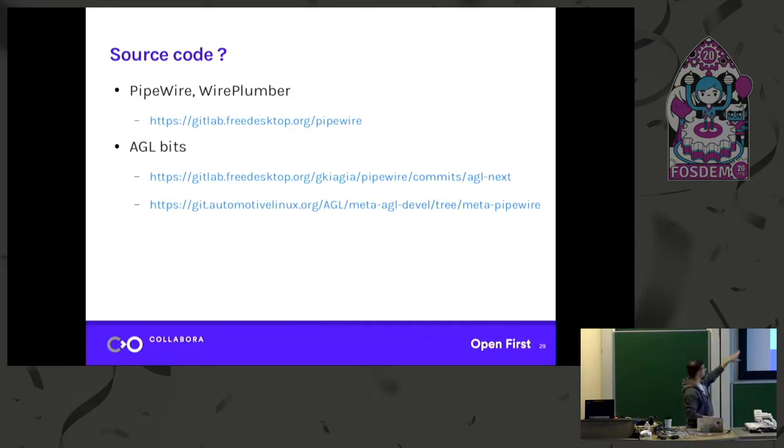And on the AGL front, I maintain a branch of PipeWire with the AGL-specific commits that I had to make, although I'm constantly pushing them upstream, so as soon as they are merged upstream, I remove them from the branch and I rebase. And then there is this meta-pipewire Yocto layer. AGL is based on Yocto, so these are the recipes to build PipeWire and WirePlumber inside AGL.